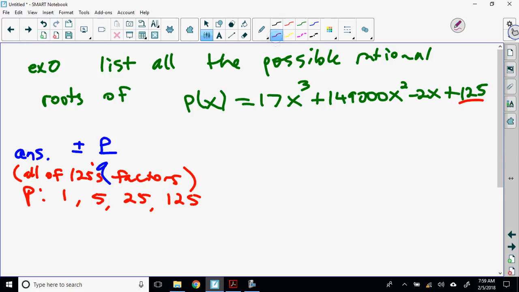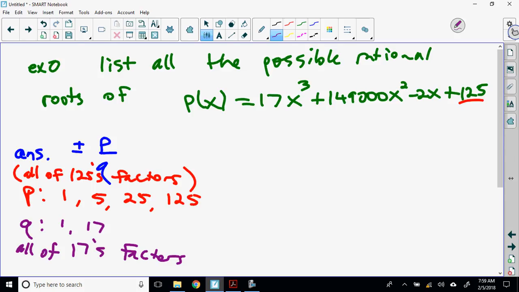Now the q that we talk about is all the factors of the leading coefficient, all of 17's factors. Now 17's nice and prime. What are 17's factors? 1 and 17. So our answer's of the form plus or minus p over q.